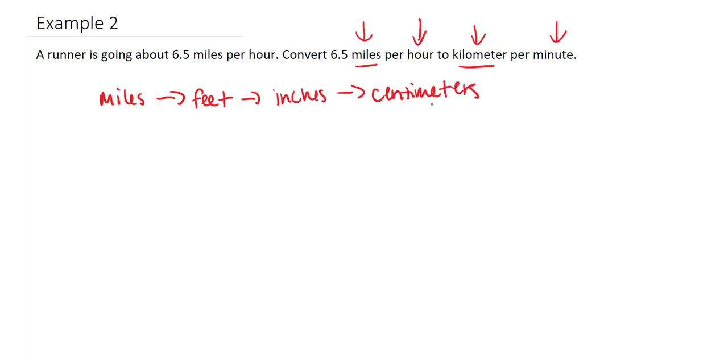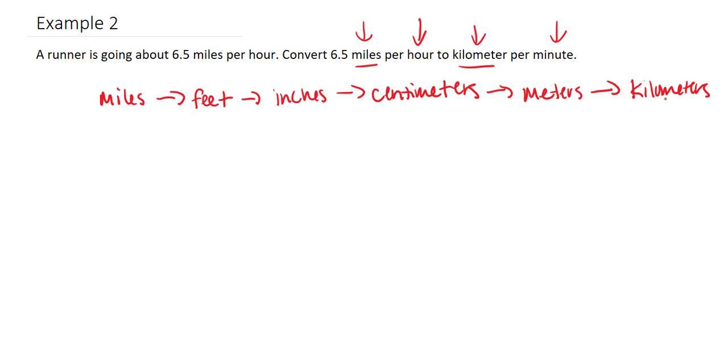And then we always go from centimeters, which is smaller than a meter, then we're going to go to meters, and then we're going to go to kilometers. The reason we're doing this is that a centimeter is much smaller than a meter, and a meter is much smaller than a kilometer. So we just make these jumps here.